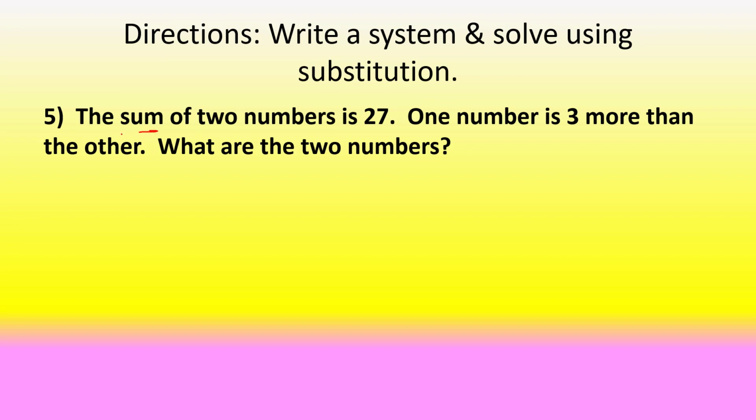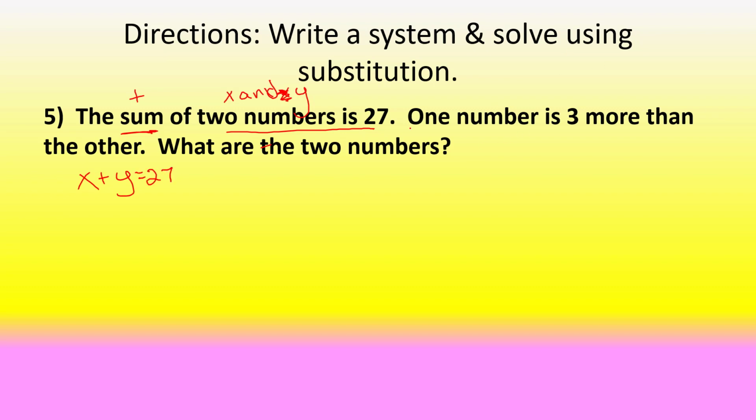So the sum means that I'm adding two numbers is 27. Well, if I have two numbers and we're not told what they are, they could be the same, x and x, but not likely. So probably an x and a y. Well, that would be a first equation. x plus y equals 27.